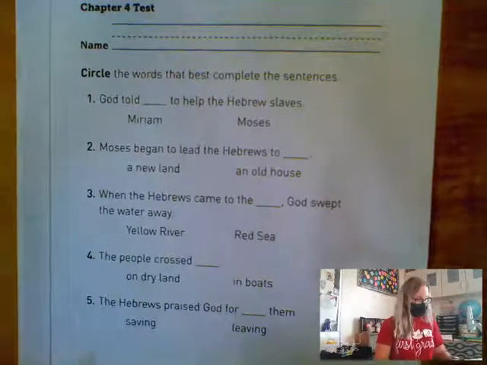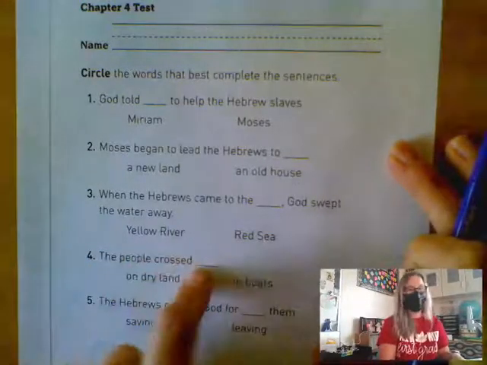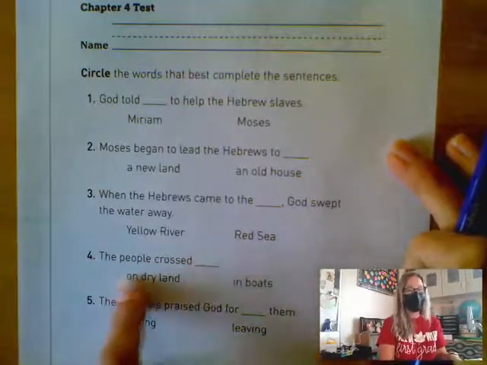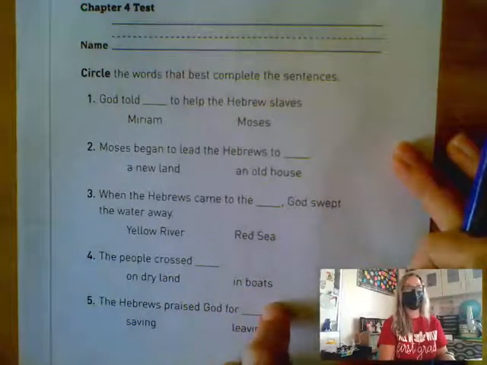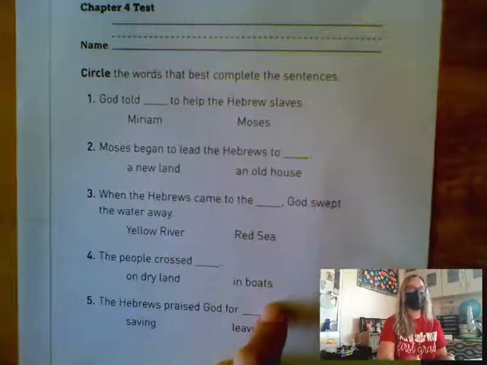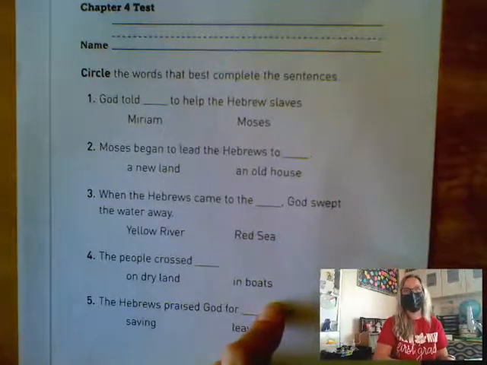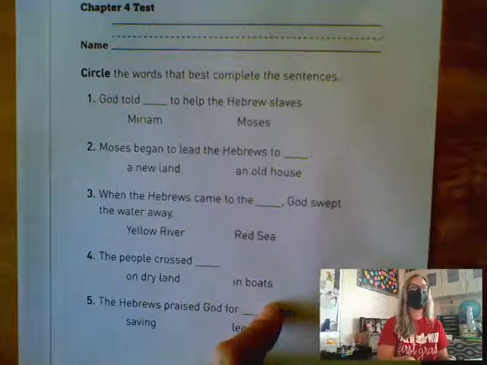All right, number 4 says, the people crossed blank. Did they cross on dry land or did they cross in boats? So they get to this water, they need to get through. The army's coming after them. Were they able to cross through that body of water on dry land? Or did they go on boats?